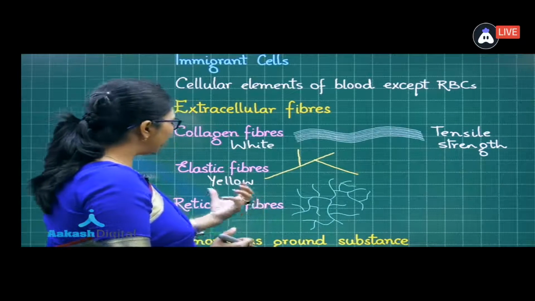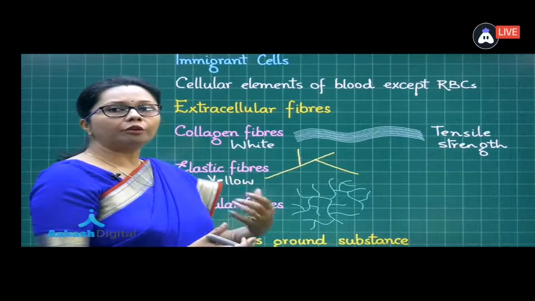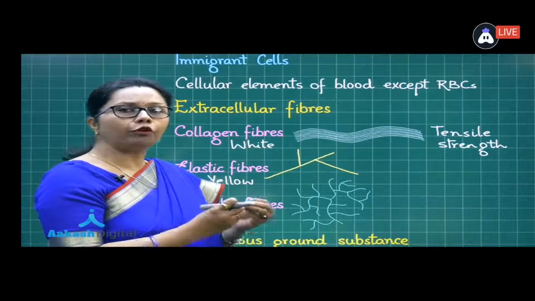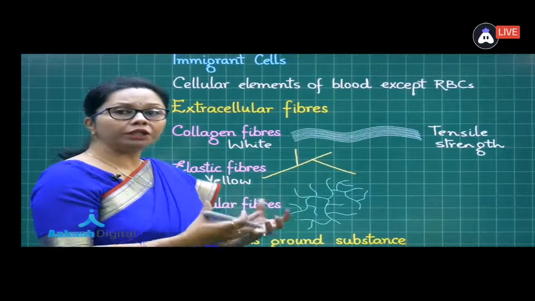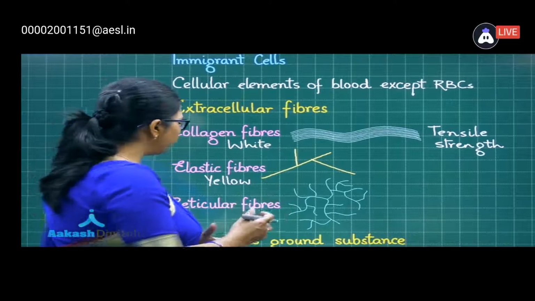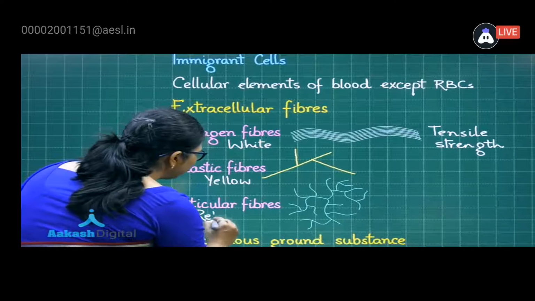Then lastly, we can mention another one, that is reticular fibers. Reticular fibers are made up of a protein reticulin, which is considered to be a type of collagen, because collagen itself is of many types. Nearly 29 different types of collagen are reported from the animal world. But anyway, here we can mention the term reticulin protein.